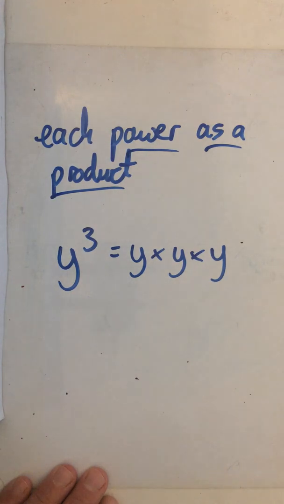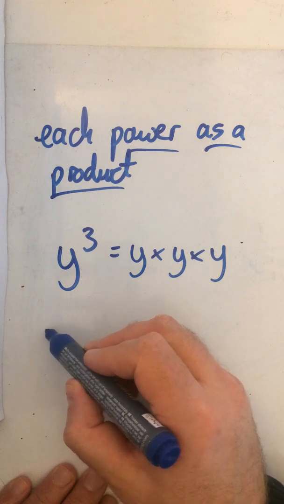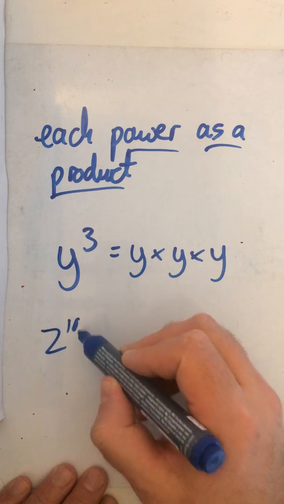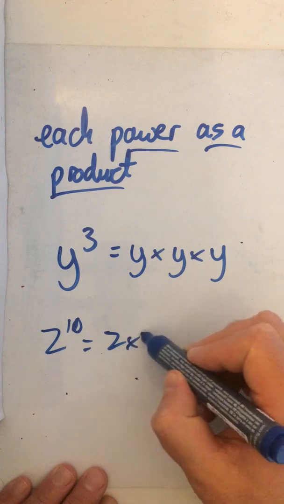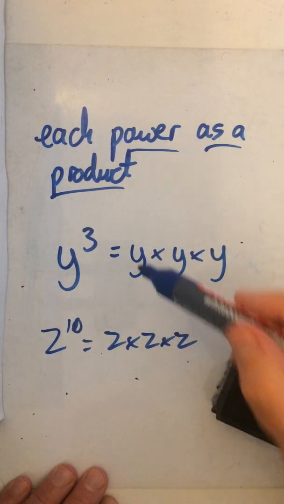The hardest bit is to remember what that means. Each power is a product. We're just writing it out. So we might have z to the power of 10, and that's z times z times z, and we do that 10 times. So it's just the opposite.